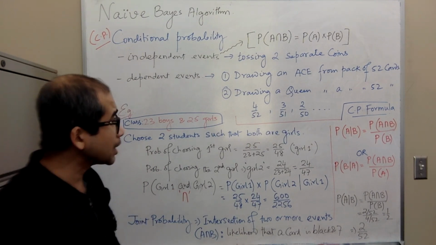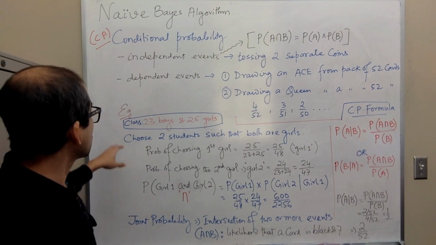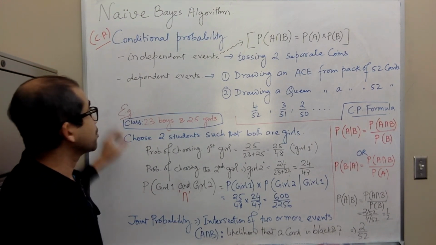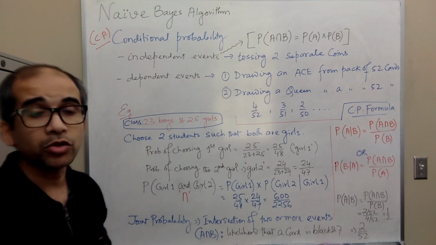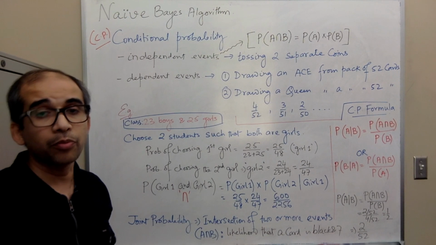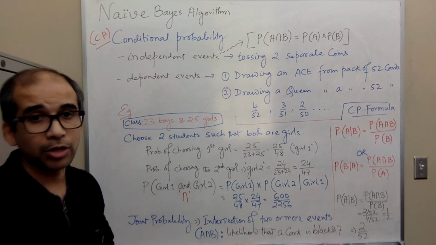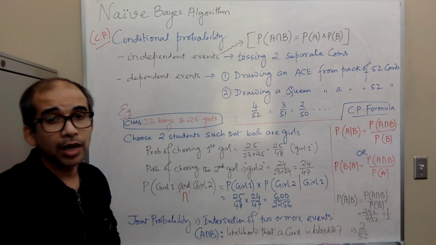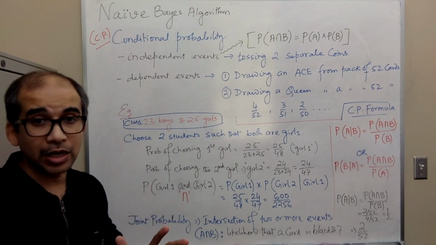So let's see an example. So in a class there are 23 boys and 25 girls. Okay. So now from them, let's choose 2 students such that both of them are girls. Okay, both of them are girls. So how would you do that? You see that this is a dependent event.